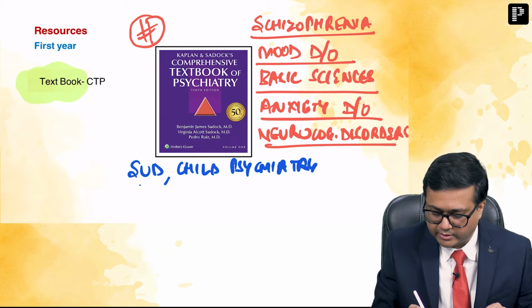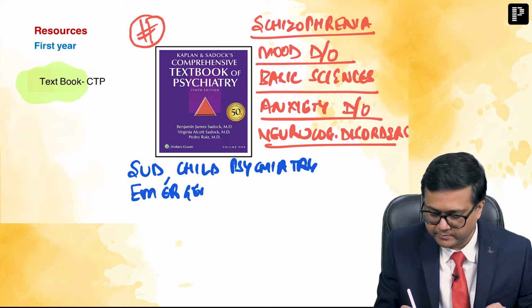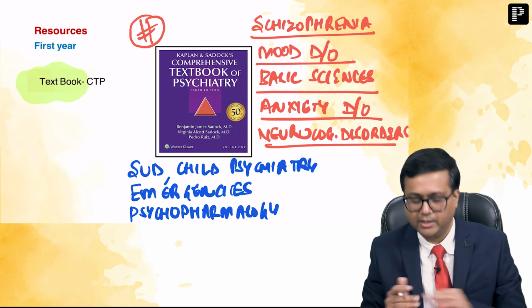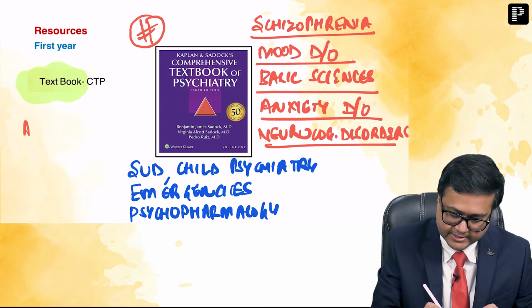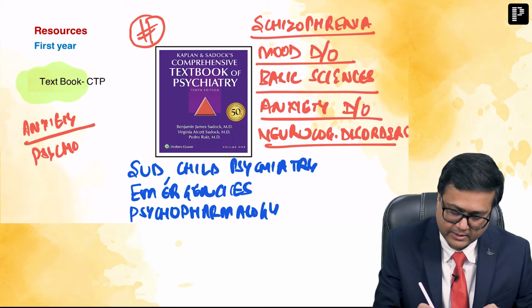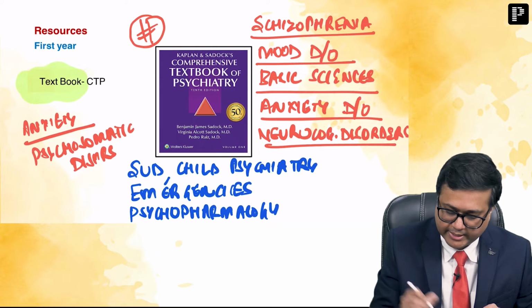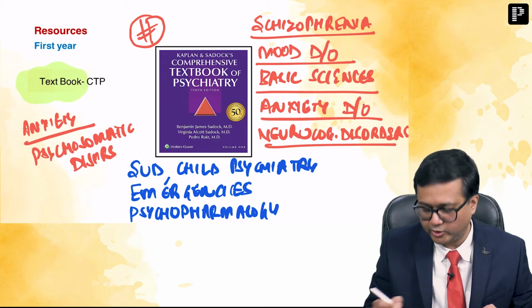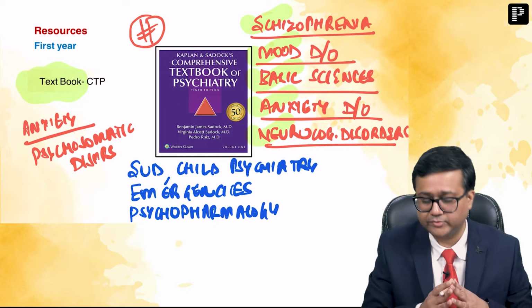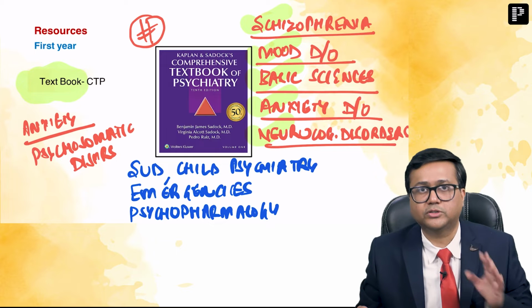Then emergencies, and also psychopharmacology. Psychopharmacology is also a topic which is given well in CTP. And some of the other topics such as anxiety disorders and psychosomatic disorders also can be read from CTP. But at least in your residency, try to get a good hold of some of these topics, so that you are clear with some of the important topics, and you have also started reading CTP.